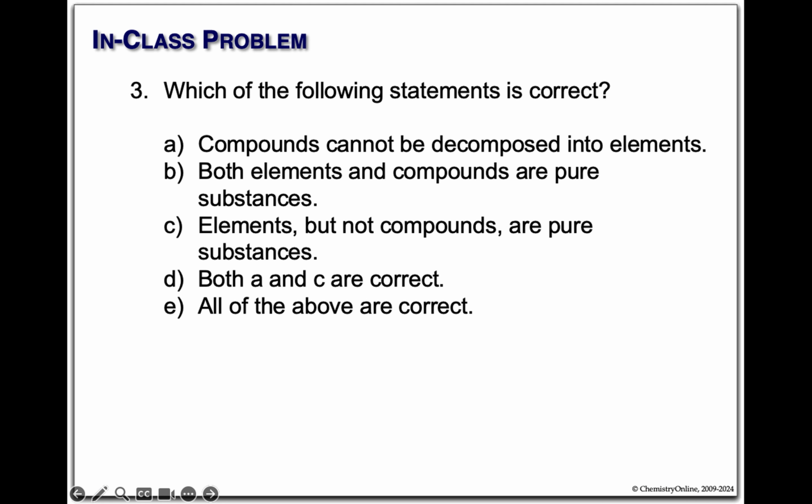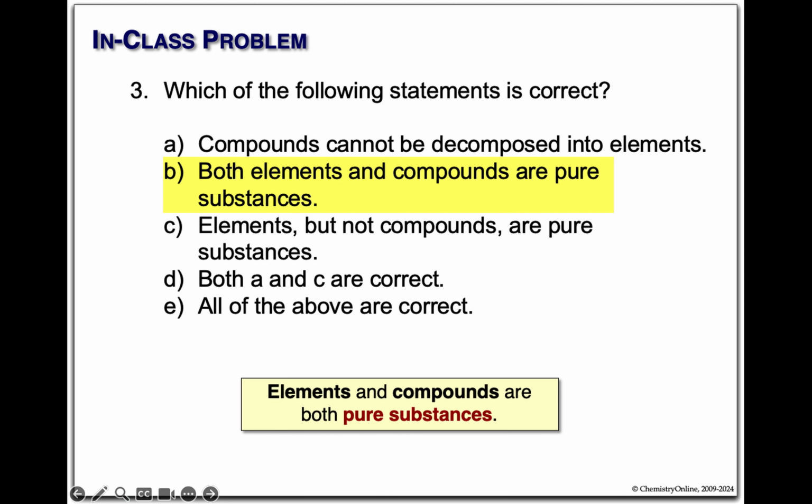Which is correct? Compounds cannot be decomposed into elements. Well, by definition, they can, but you've got to put energy into it. Both elements and compounds are pure substances. That sounds reasonable. Elements but not compounds are pure substances. A and C, this is the correct answer.